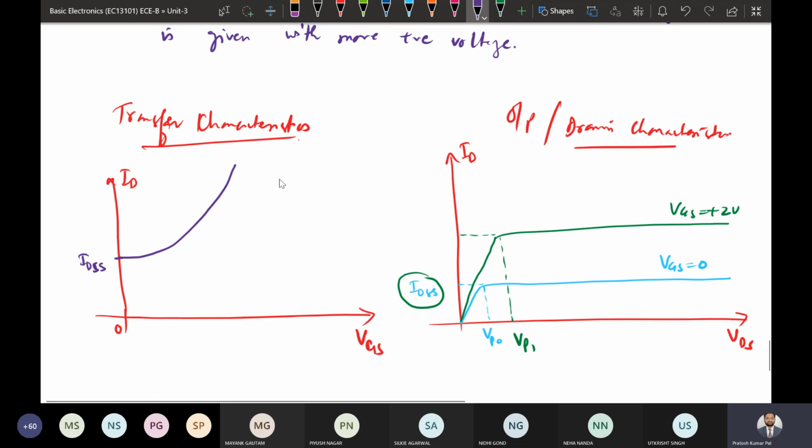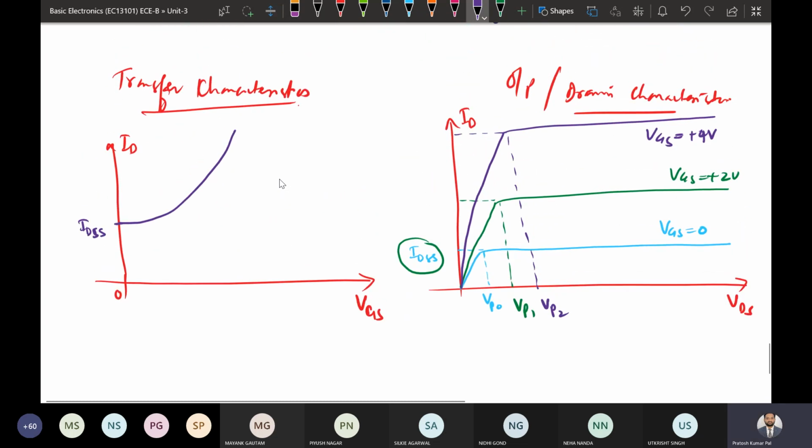Okay, similarly the next one. If we further increase VGS, it will be like this. So this is the case when VGS is equal to, suppose, plus 4 volt, and the new pinch off voltage for that case will be VP2. Okay, so these are the drain characteristics or output characteristics in case of depletion type N MOSFET, but operating in enhancement mode.